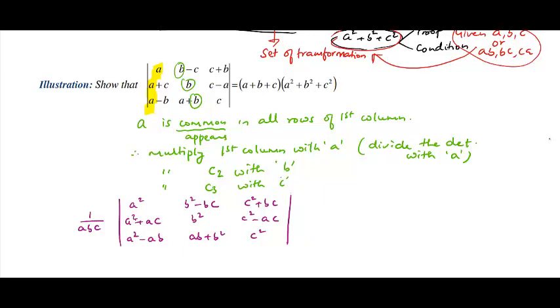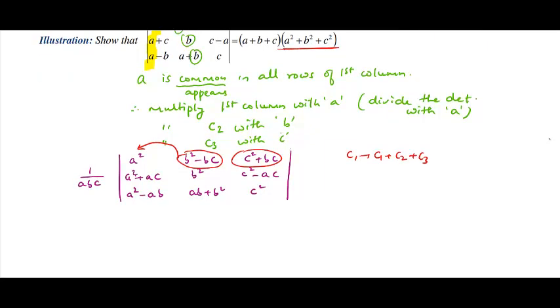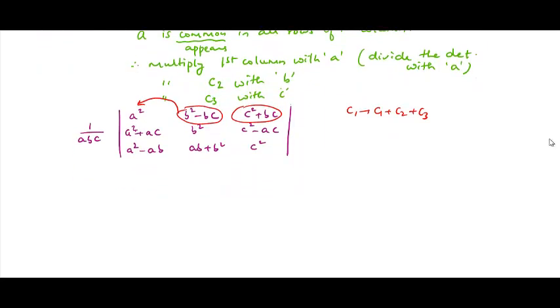This is the most interesting part, and the thing is we use this transformation. In the first column I add the second and third columns. So what you find is, in the first column if I add these here, you get A square plus B square plus C square. You get A square plus B square plus C square. So let's proceed further now.